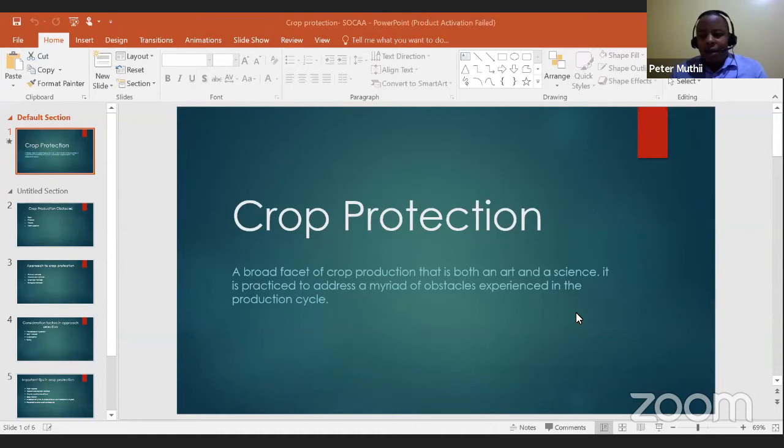I'm a trained agricultural economist who found himself in agronomy. I found my feet mostly stepping into crop production, and crop protection is one of the complex topics that farmers actually come across. It's a broad topic that we cannot discuss in one go and say that we are done. So to understand crop protection, it's very important to go through the basics before we dive into the specifics, right?